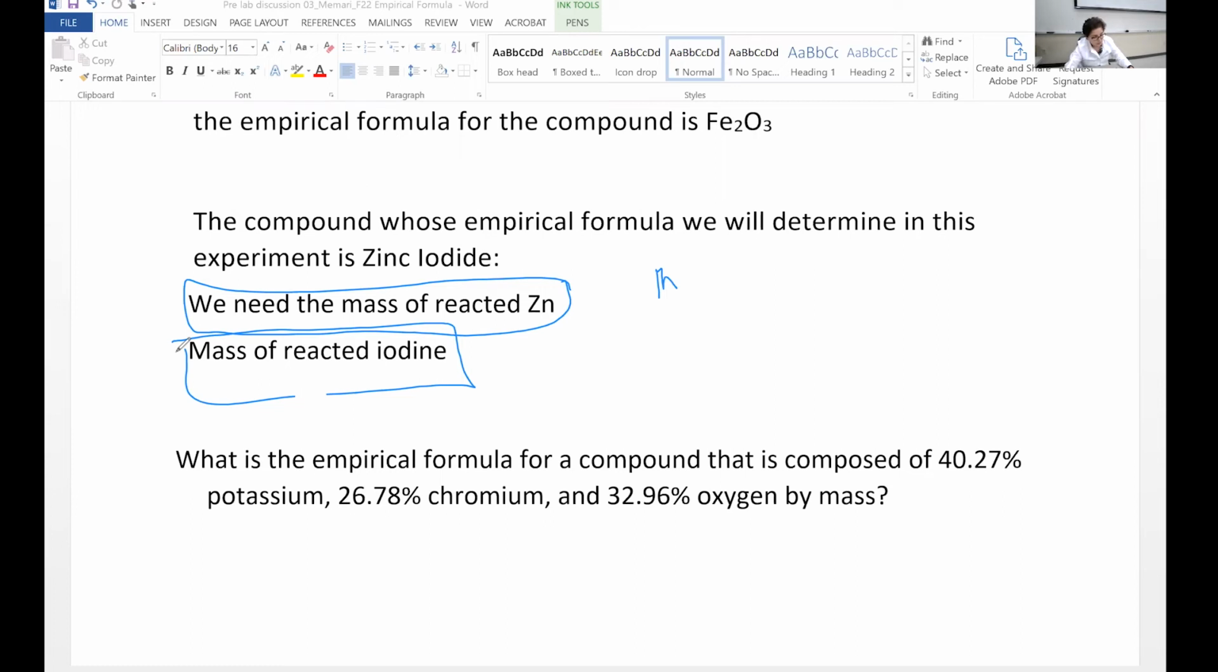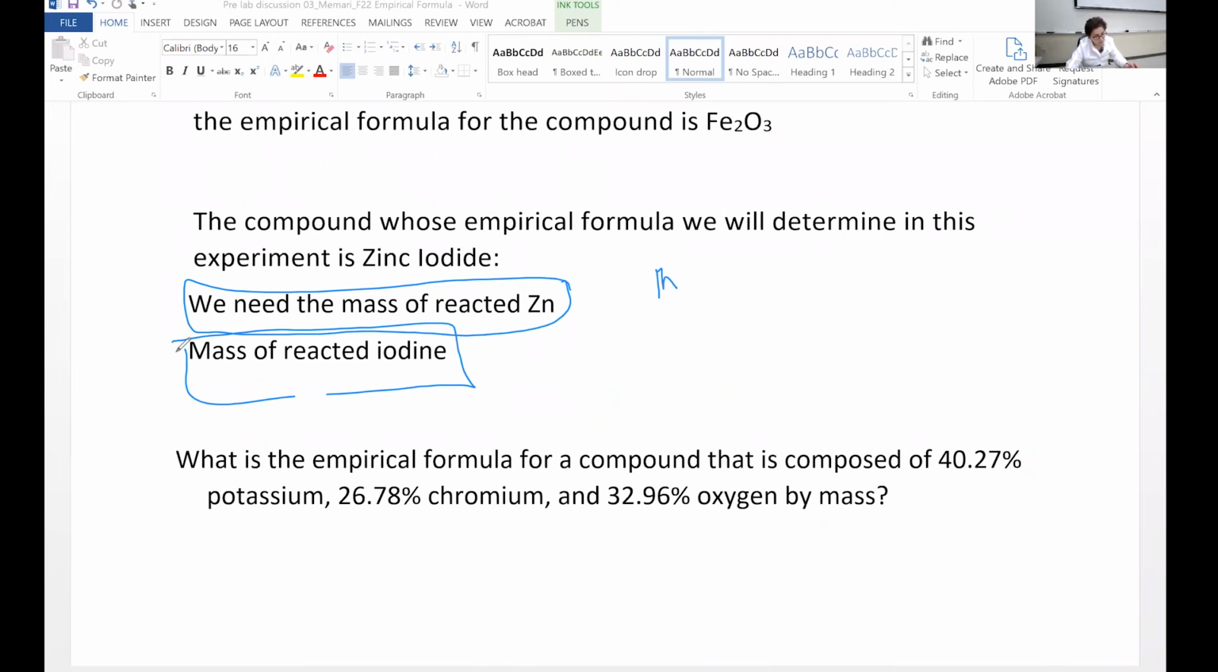So you are going to watch the video for the experiment and find out how much is the mass of the reacted zinc, which is going to be different from the total zinc you start with. It's going to be different from unreacted zinc. So pay attention to the video.